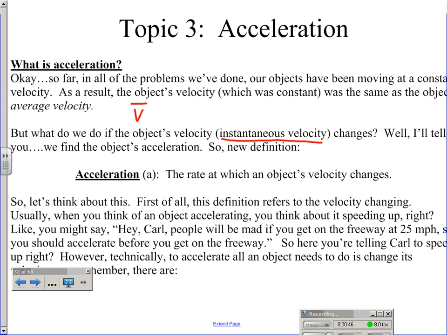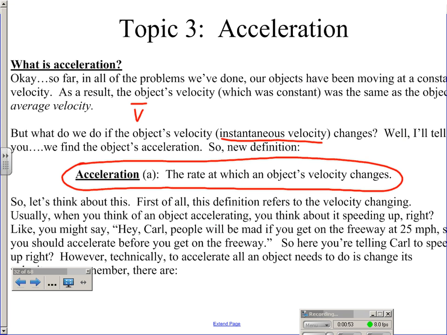Well, we're going to find what's called the acceleration. Here's the definition for acceleration. It is the rate at which an object's velocity changes. The symbol that we're going to use for acceleration is a lowercase letter a. All right. So think about it. The definition refers to a couple things. It refers to the velocity changing.